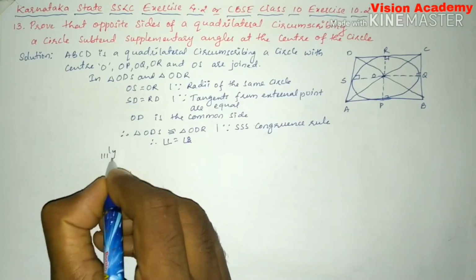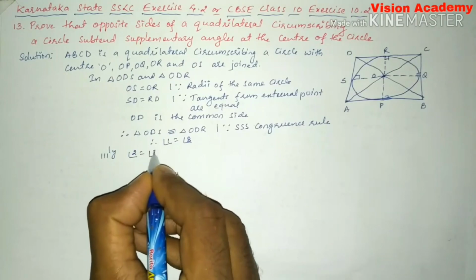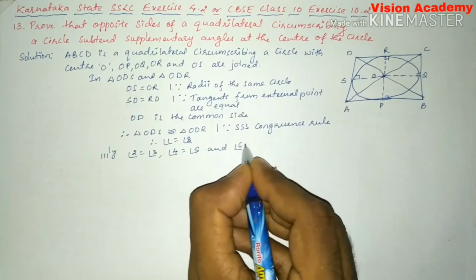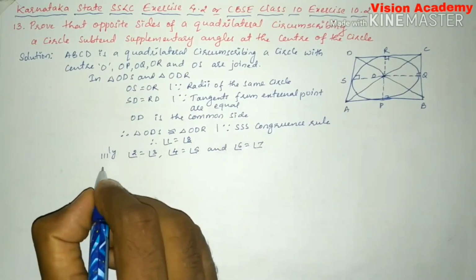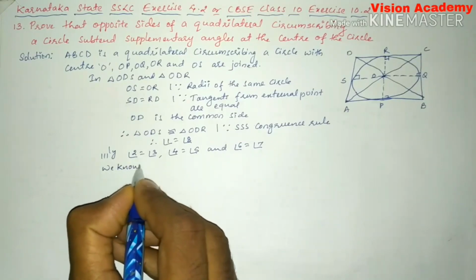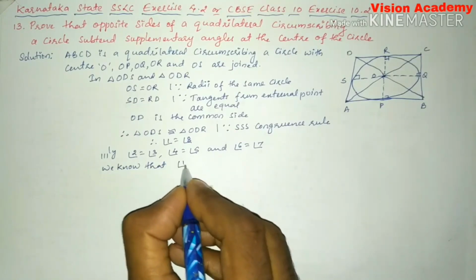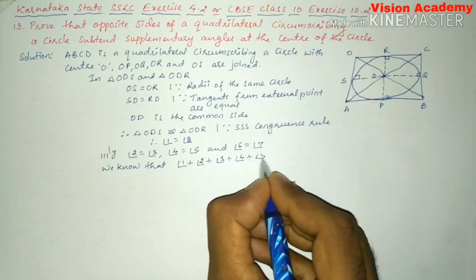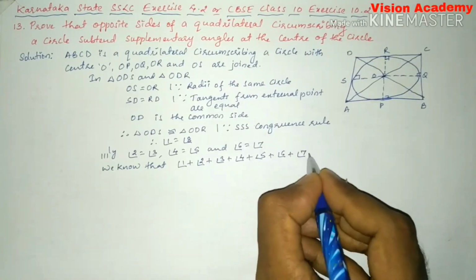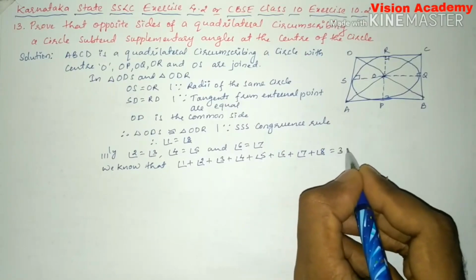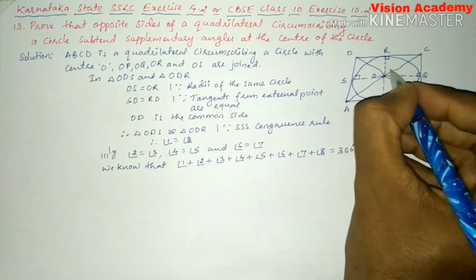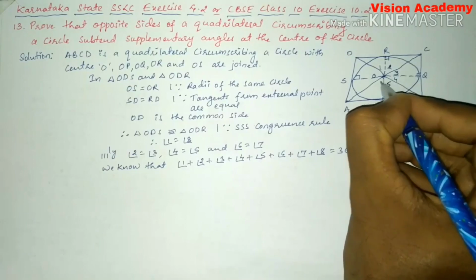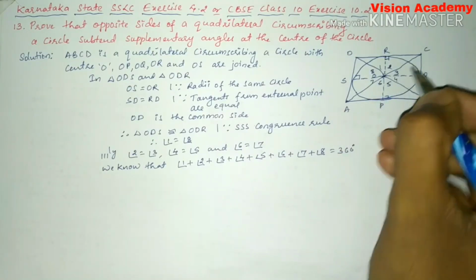Similarly, angle 2 is equal to angle 3, angle 4 is equal to angle 5 and angle 6 is equal to angle 7. We know that angle 1 plus angle 2 plus angle 3 plus angle 4 plus angle 5 plus angle 6 plus angle 7 plus angle 8 is equal to 360 degree. So here this is angle 1, angle 2, 3, 4, 5, 6, 7 and this is 8.